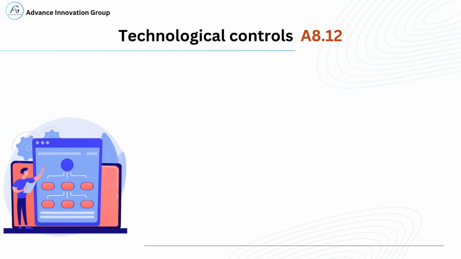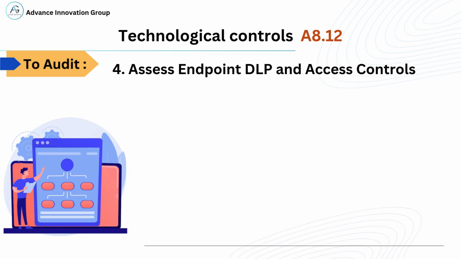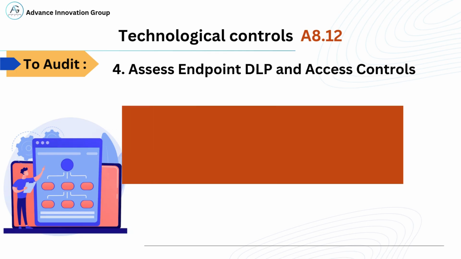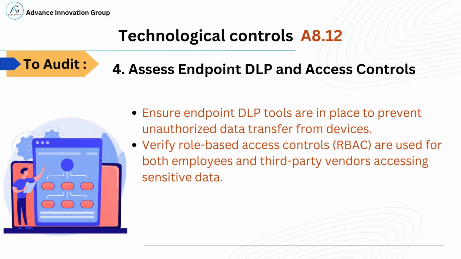Technological Controls A8.12. To audit 4. Assess endpoint DLP and access controls. Ensure endpoint DLP tools are in place to prevent unauthorized data transfer from devices. Verify role-based access controls, RBAC, are used for both employees and third-party vendors accessing sensitive data.